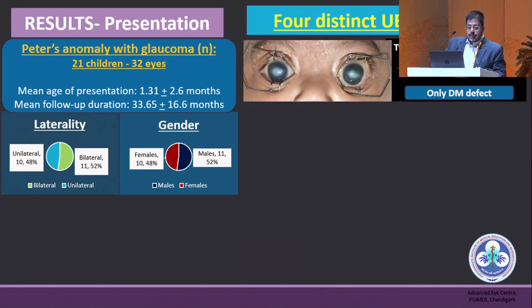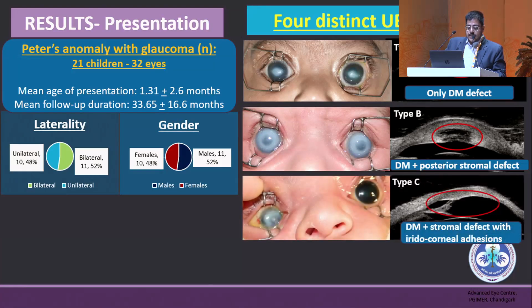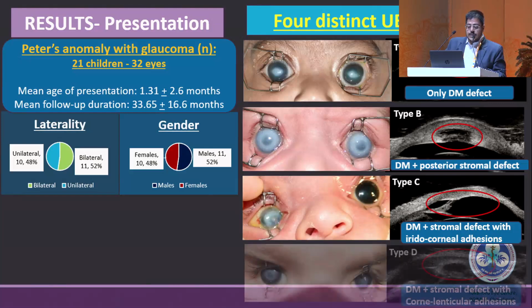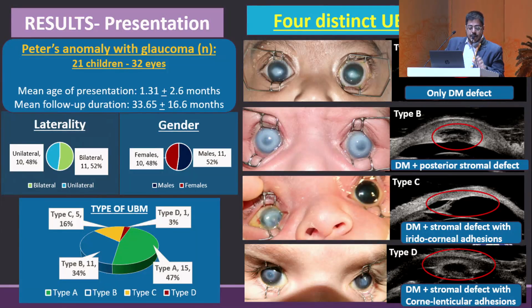So, in 32 eyes, we noticed 4 distinct UBM patterns of Peters anomaly. Type A was only a Descemet defect, where there was only a Descemet defect present. Type B UBM was Descemet and a posterior stromal defect. Type C was Descemet stromal defect with iridocorneal adhesions, and type D was a Descemet stromal defect with corneolenticular adhesions. So these were the 4 types that we noticed over a 5-year period in 32 eyes of Peters anomaly with glaucoma. And coming to the different presentations, type A was the most common, constituting 47% in our study. Type B was 34%, type C was 16%, and type D we only had 1 eye with corneolenticular adhesions.